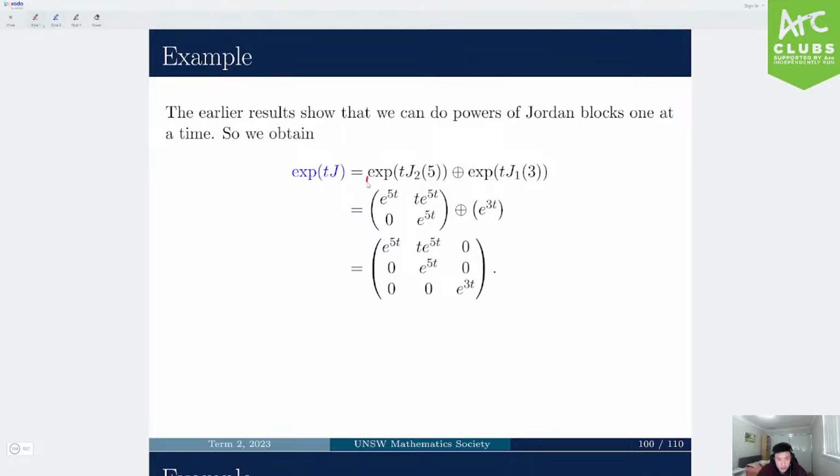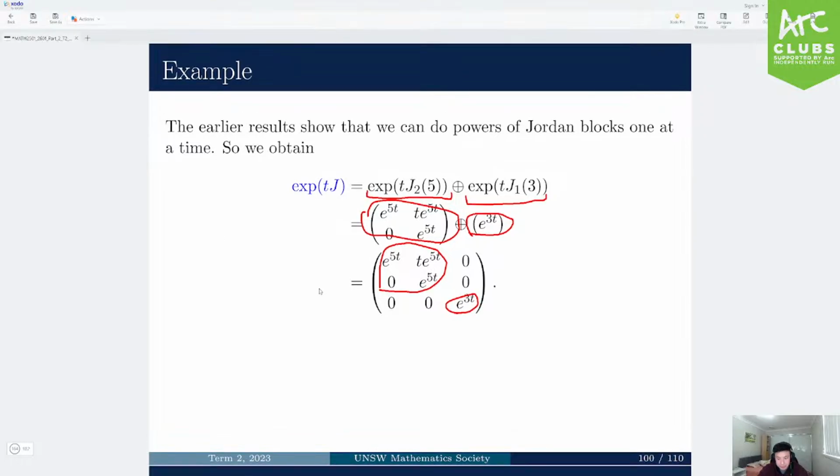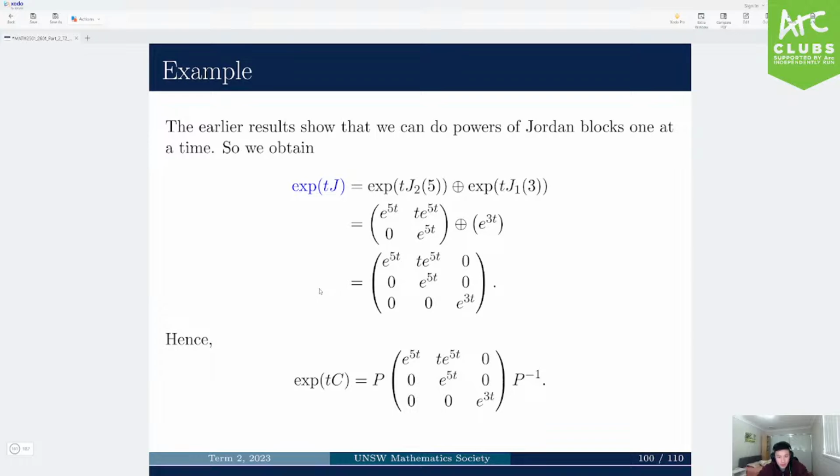So again, the direct sum of individual exponentials, and that would get us this first expression here, direct sum with this next expression, right? Alright, and if we put these two matrices together, we get these guys connected diagonally, and we pad the rest out with zeros. And hence exp of TC is going to be P times this matrix times P inverse, right?